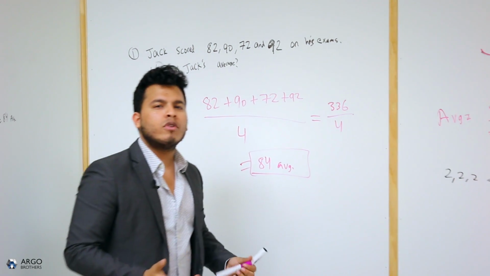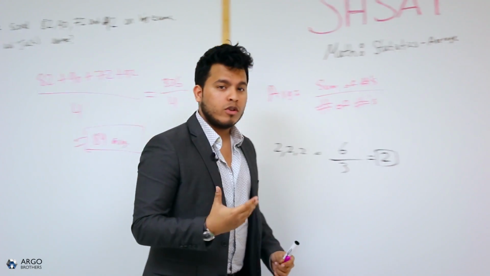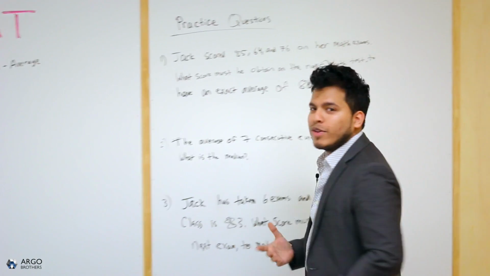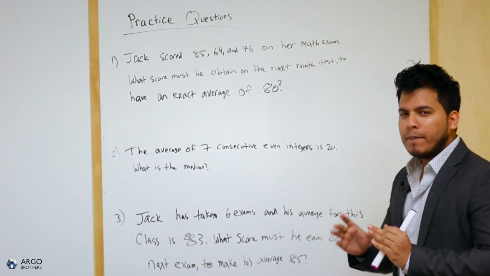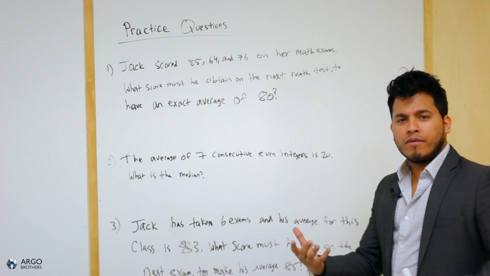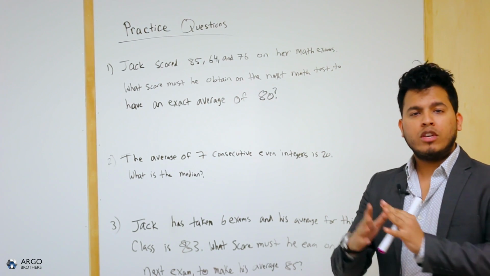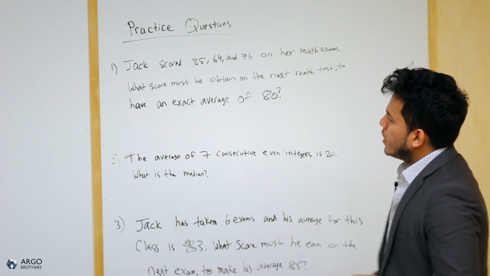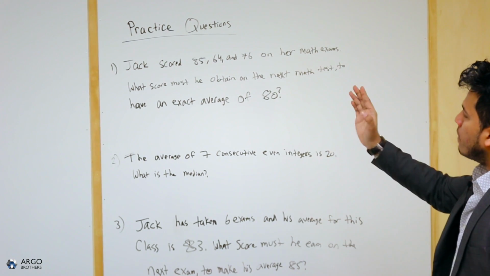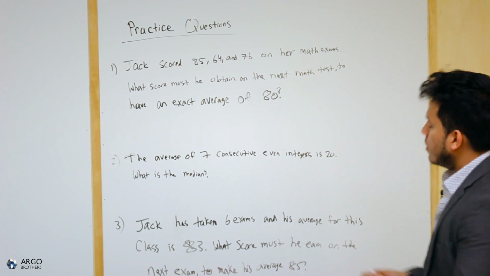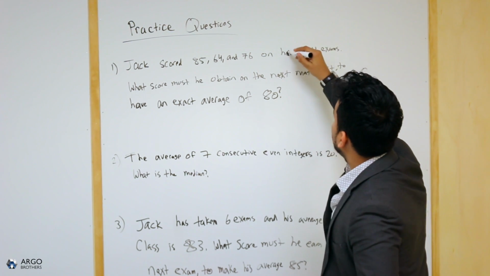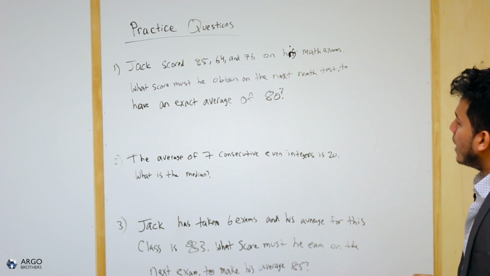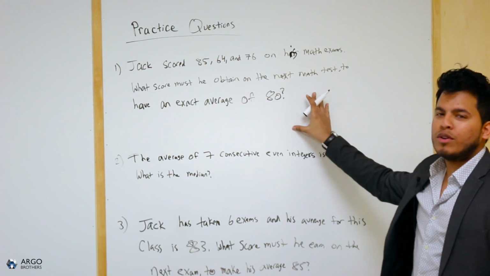So let's now cover what kind of questions you actually will see on the exam. These are the questions you're more likely to see. You have to really manipulate the original formula, which is average is equal to the sum of numbers over number of numbers. So question number 1 reads, Jack scored 85, 64, and 76 on his math exams. What score must he obtain on the next math test to have an exact average of 80?